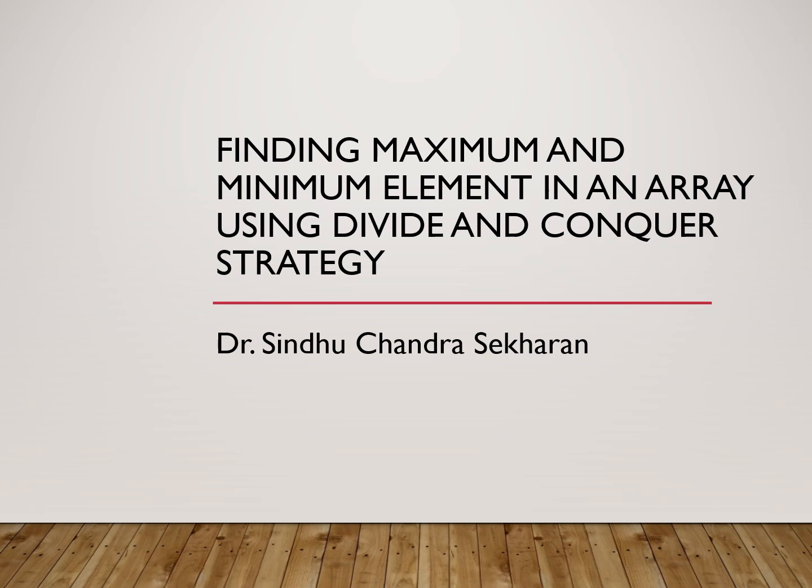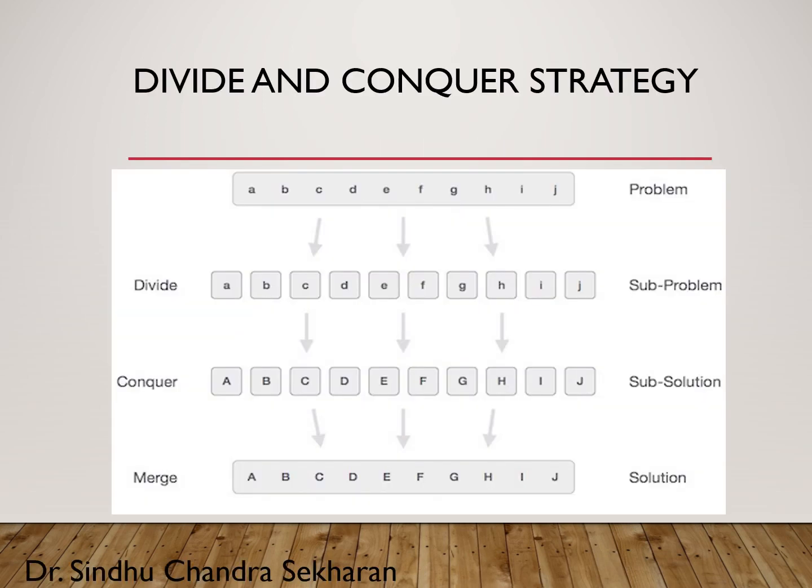Finding maximum and minimum element in an array using divide and conquer strategy. So divide and conquer strategy is when we have a problem, we first try and divide it into sub-problems. Then we try to find the sub-solutions of those sub-problems. When we are done with finding the sub-solutions, we try to merge the sub-solutions into a solution. So it is basically divide, conquer, and merge the solution.